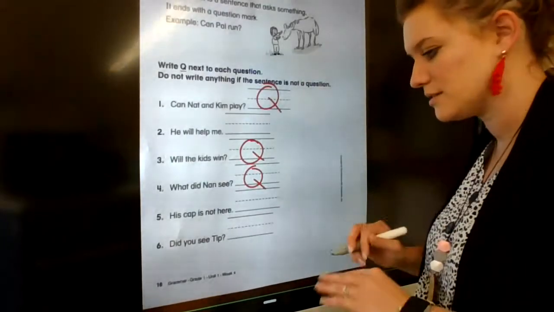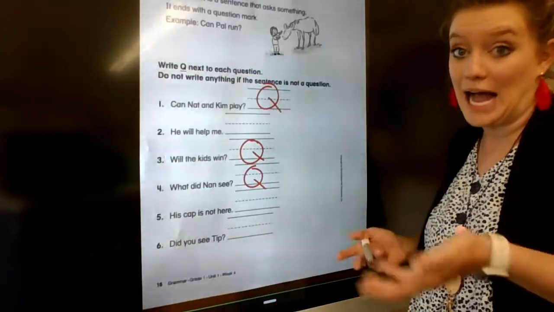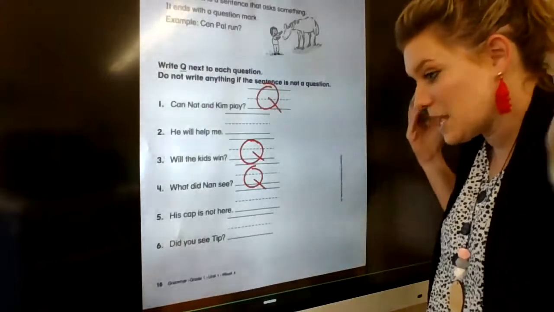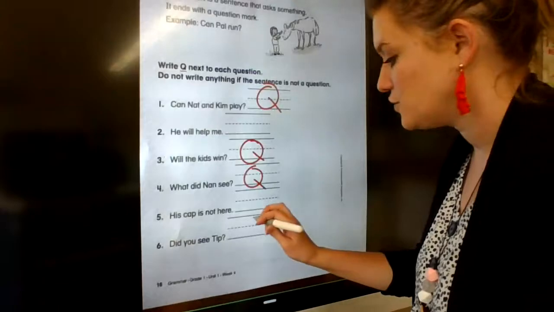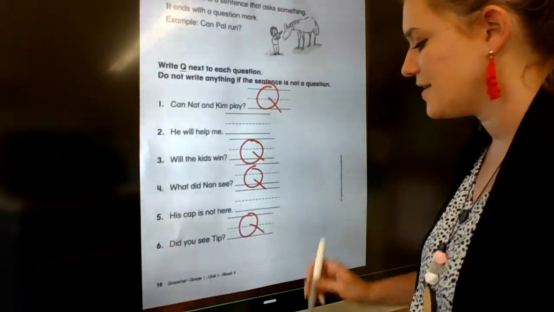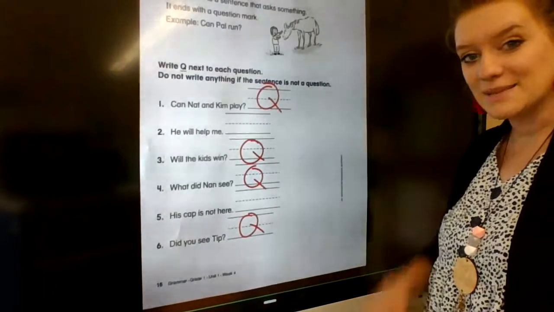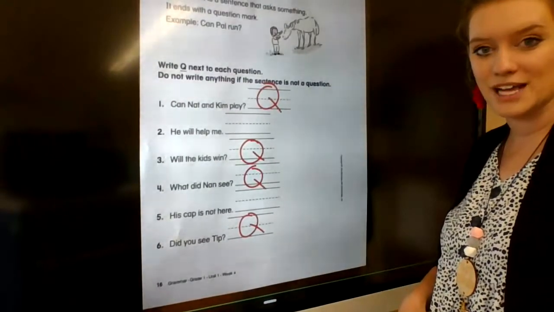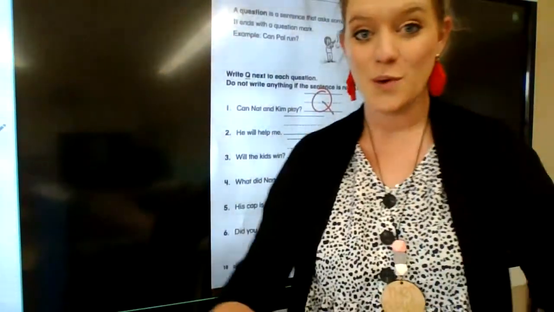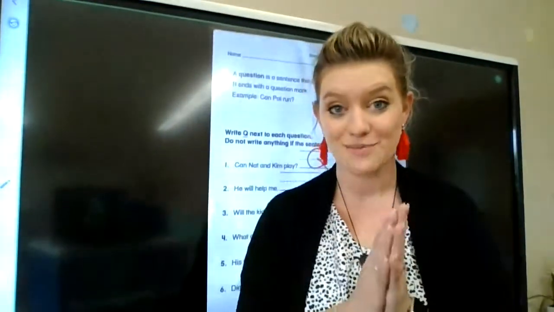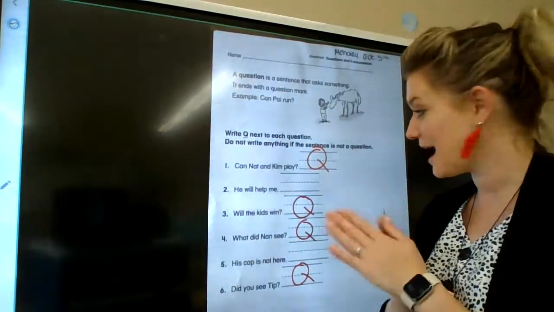That's not a question. And number 6 says, did you see Tip? I don't know, did I? I don't know if I did see him or not. Did you see Tip? And it has a nice question mark at the end of it. So we're going to put a Q because that is a question. Awesome. If you need to look at this page, go ahead and pause me now. But otherwise, that is our introduction to questions today and question marks. So we will talk more about it all this week. But this is our first practice with question marks.